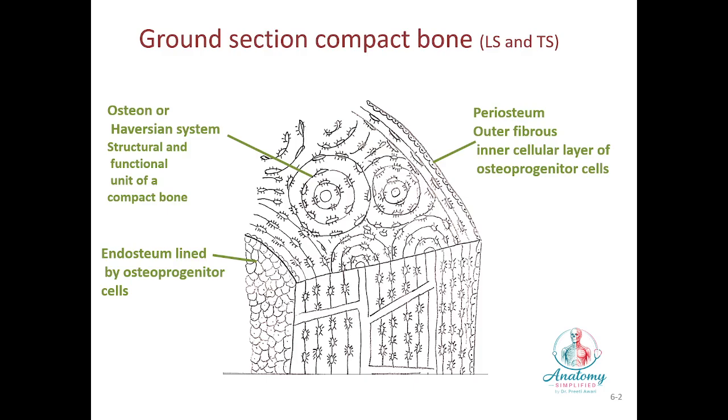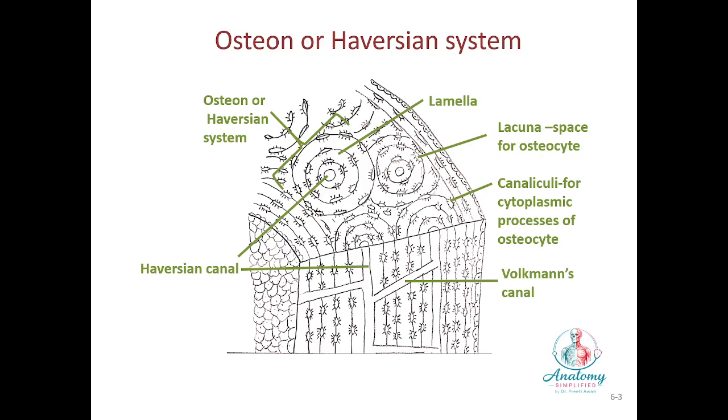Okay. So we just understood what is periosteum, endosteum, and what is Haversian system. Now we'll see details of the Haversian system. The Haversian system has Haversian canals which are placed longitudinally. So in the LS you can see the Haversian canal and in the TS they appear circular. They are surrounded by concentric, circularly arranged lamellae.